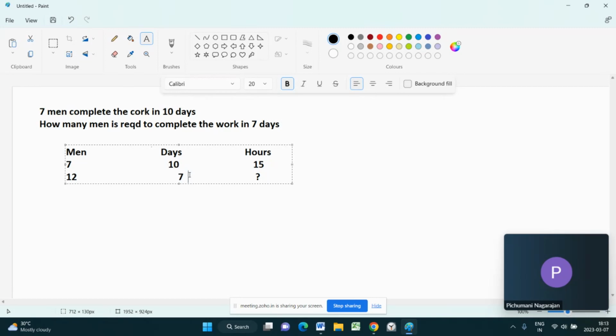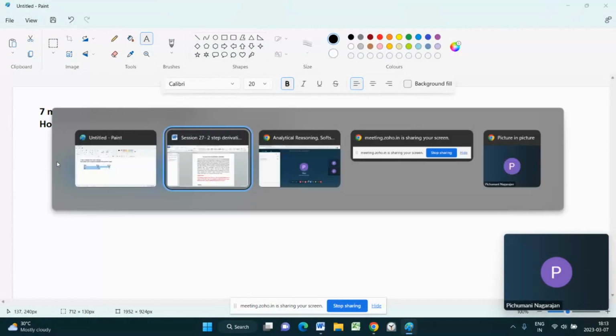If we have a question like this, there are 3 elements called men, days and hours. All the information is there in the first part. One of the elements has no data in the second part. We are going to find out this value based on the other values present. This is what it means.